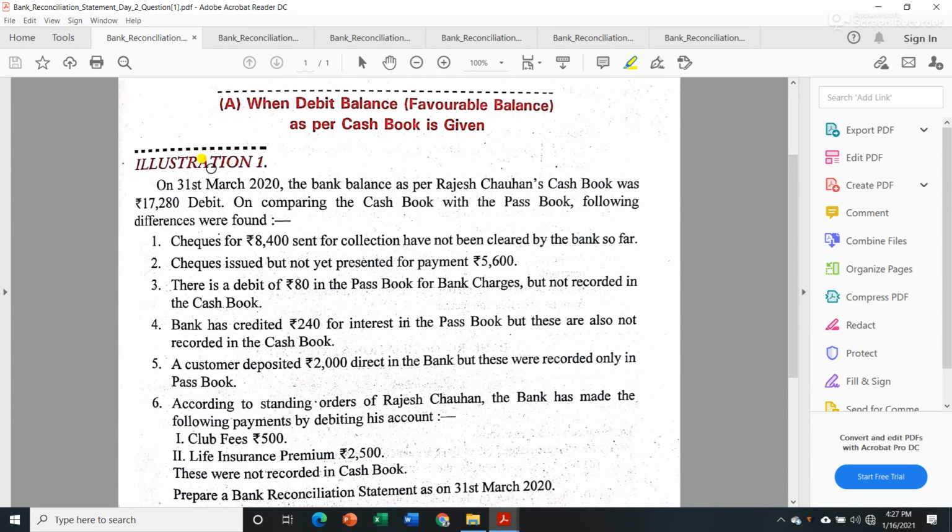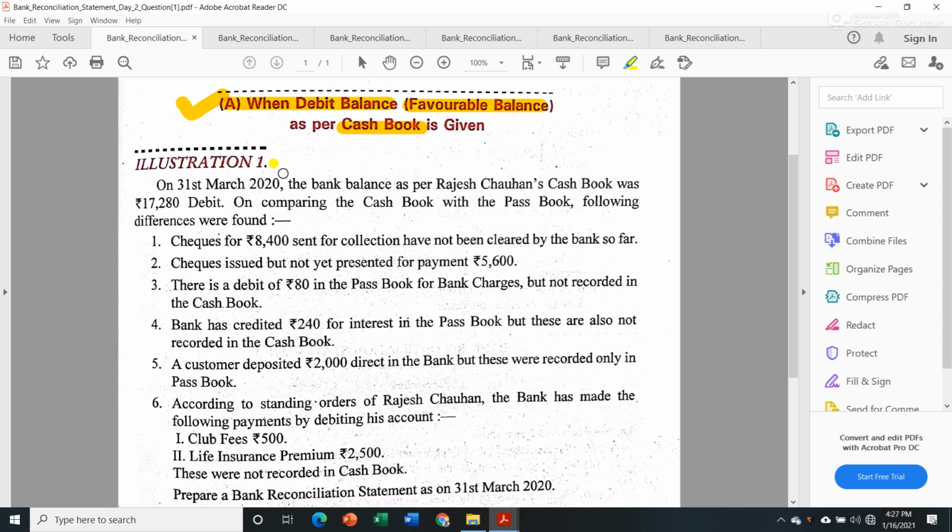Hello students, in this session we will be discussing all the practical questions related with our first point, that is when we have debit balance, or known as favorable balance, as per cash book. Now in our previous session we have seen there are 4 ways to start a bank reconciliation statement, and today in this session we will be focusing on the first option or first method, that is when we take debit balance as per cash book.